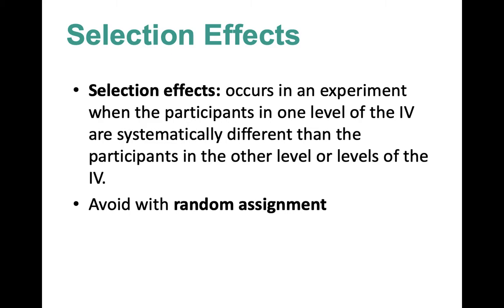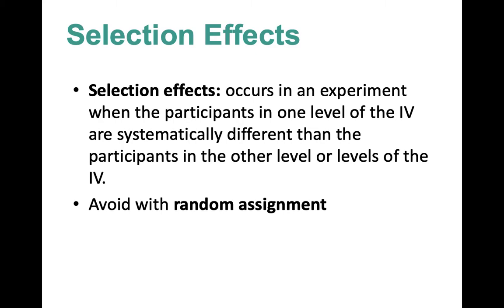All right, let's talk about selection effects. A selection effect occurs in an experiment when there are participants in one level of the IV that are systematically different than the participants in the other level of the IV. This is really handled with random assignment. And it really only happens if you allow people to self-select into conditions.